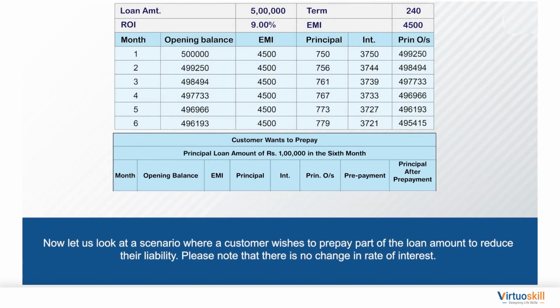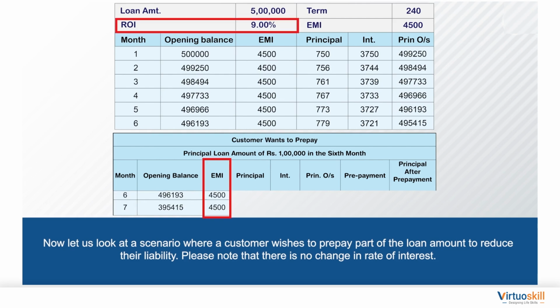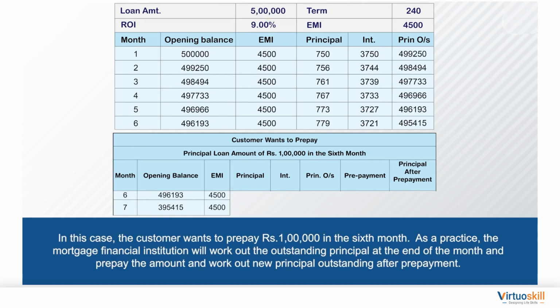Now let us look at a scenario where a customer wishes to prepay part of the loan amount to reduce their liability. Please note that there is no change in rate of interest. In this case, the customer wants to prepay Rs 1 lakh in the 6th month. As a practice, the mortgage finance institution will work out the outstanding principal at the end of the month and prepay the amount and work out the new principal outstanding after prepayment.